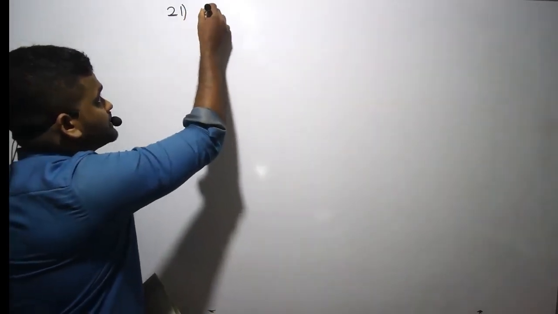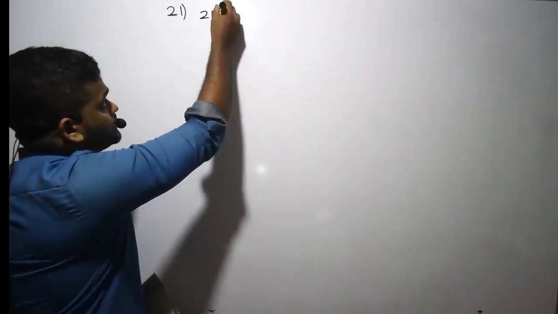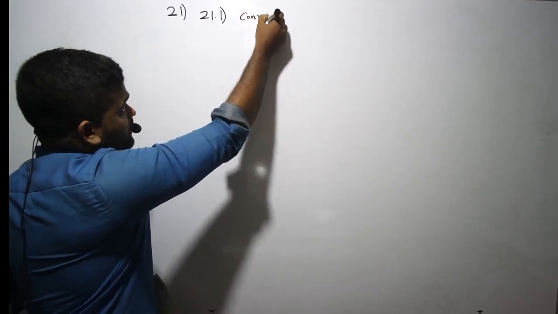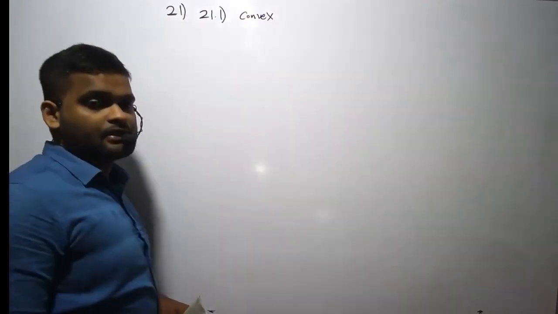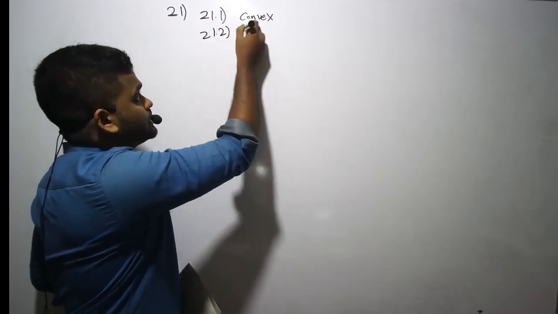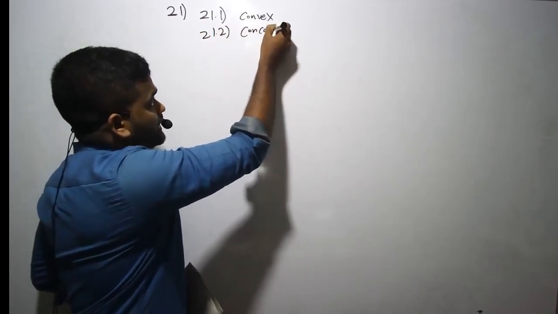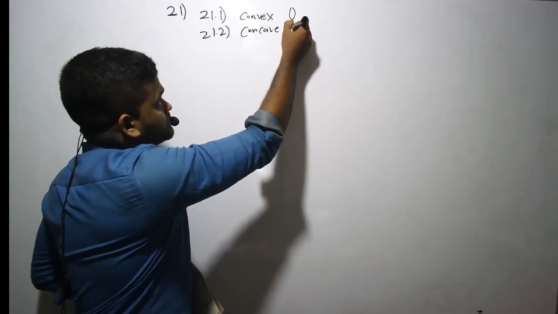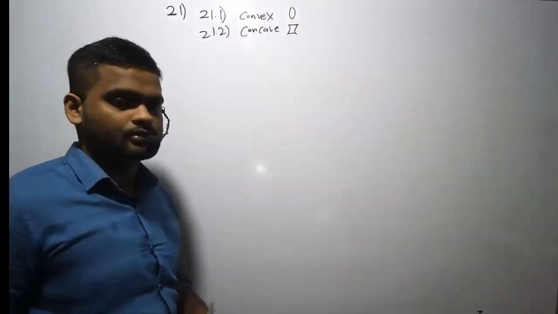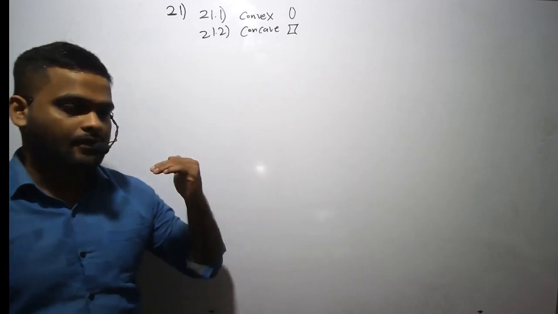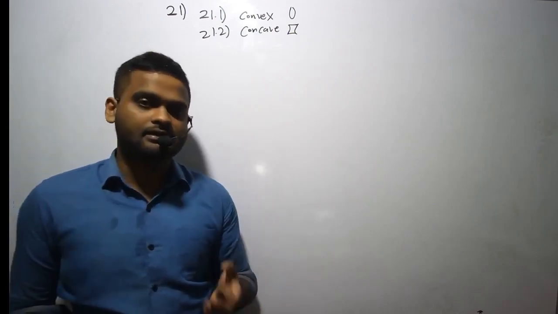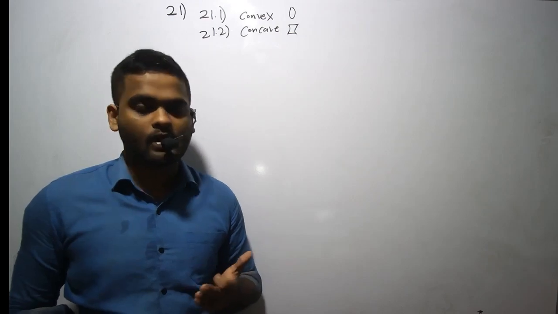So let's say that is 21.1, convex lens. We are going to find the focal length of a convex lens, then 21.2, concave lens. So that is what we are going to do. We are going to find the focal length using a graphical method here, which will be more accurate.